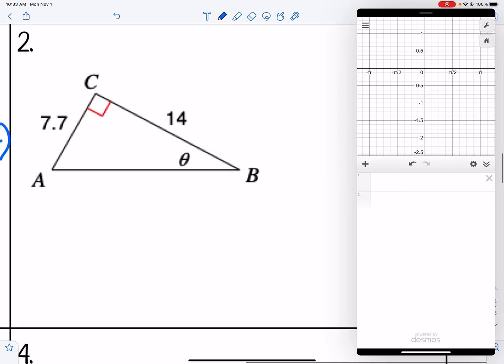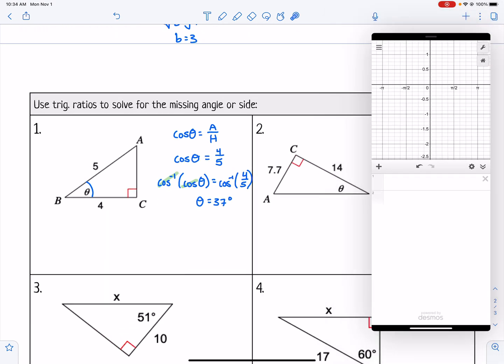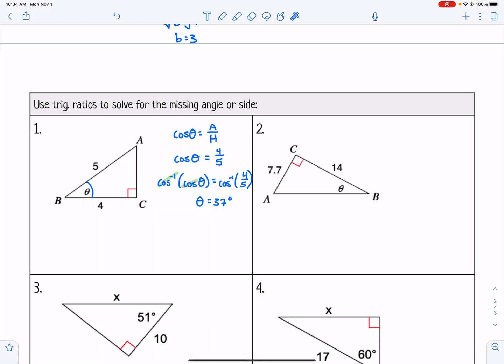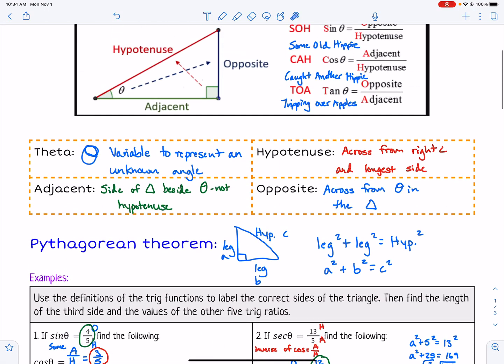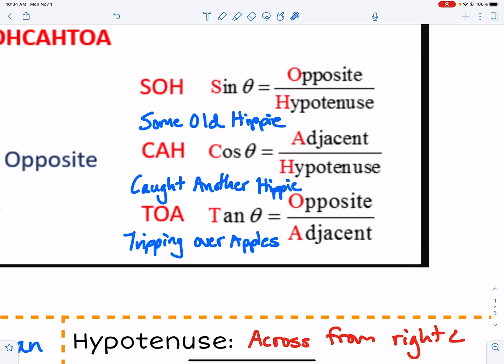So you always want to see what you're given and set it up based off what you're given. So I've got theta. I can see I have the opposite side of theta, and I have the adjacent side, but I do not have the hypotenuse. Let me scoot Desmos out of the way for a minute. So go over to your notes and see which one goes with opposite and adjacent, not the hypotenuse. And that would be the tangent.